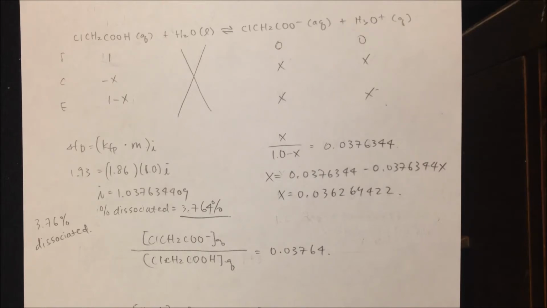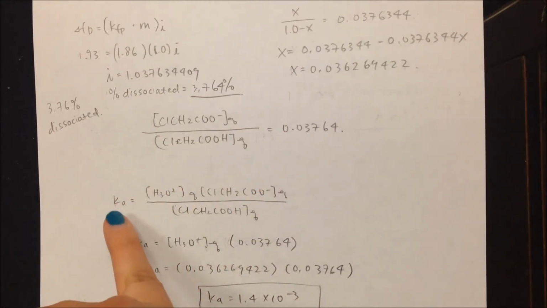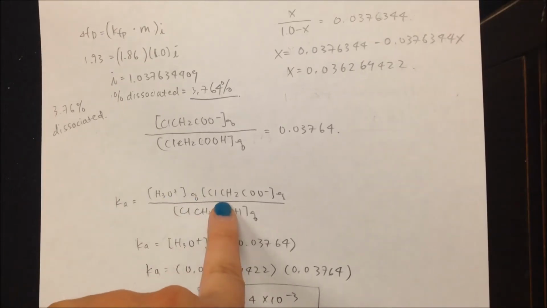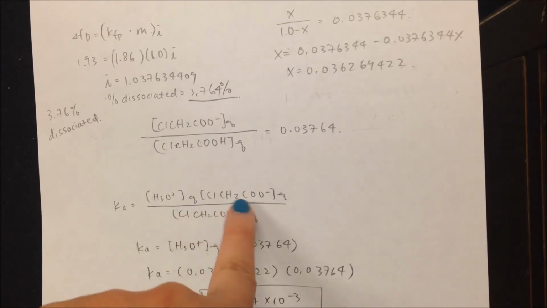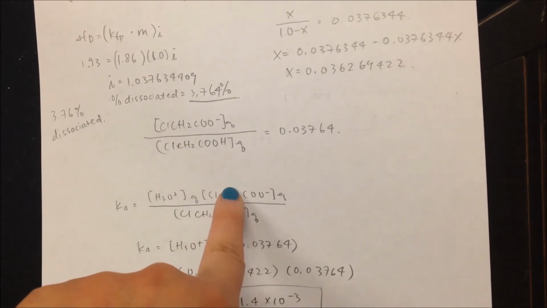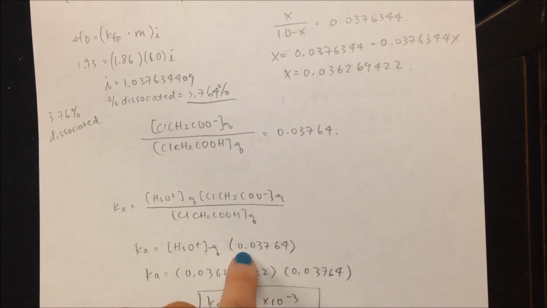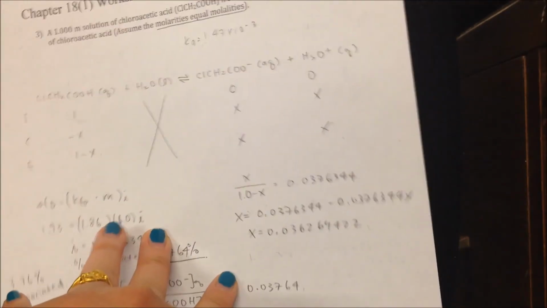It doesn't dissociate that much, so we only expect it to be very little. So anyway, we know the relationship between those two is that. Okay, so as we go down here, we know Ka is your H3O plus times your conjugate base over your acid. Now we know that the conjugate base divided by your acid is 0.03764, but we don't know the concentration of H3O plus. So we just go back to find it.